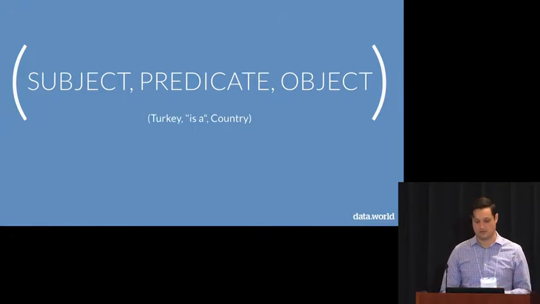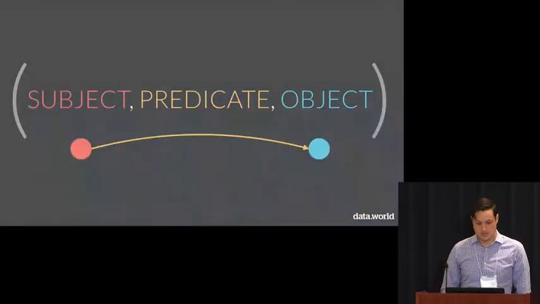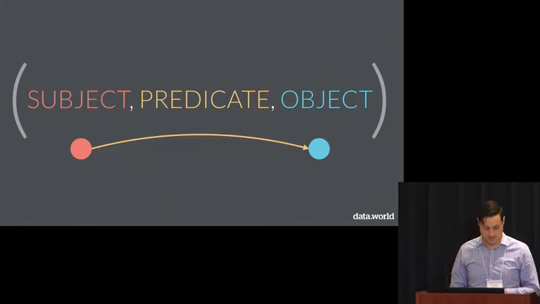And here are a few examples. So first of all, Turkey is a country. Ankara is a city. Ankara is the capital of Turkey, right? So very easy. So this is a directed graph of two nodes with a predicate that links those two together.